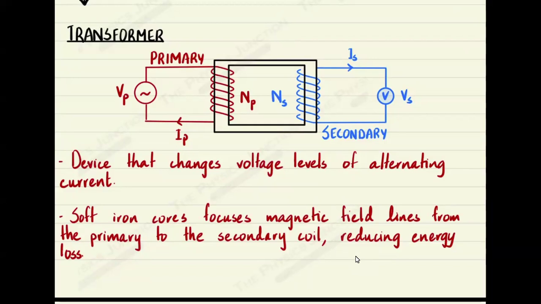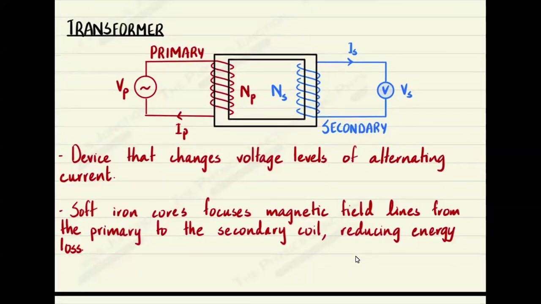The construction of the transformer is such that you have a primary side as shown here, you have a secondary side, and these are wound around a soft iron core as shown. The purpose of the soft iron core is that it would have magnetism induced in it because of the current flowing through the primary side. It channels, focuses the magnetic field lines from the primary all the way to the secondary. That reduces energy losses and increases the efficiency of the process.